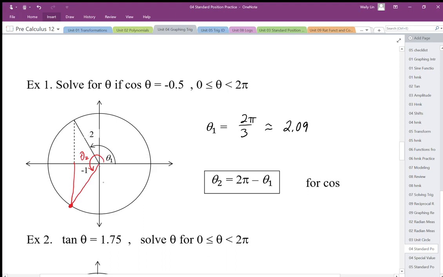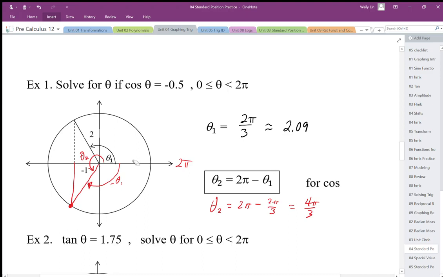To get the one in quadrant 3, we were going to use this symmetry. We know that that angle there is the same as a black angle there, theta 1. So we're going to subtract theta 1. So that's where we get this formula. We start at 2 pi, and we're going to go backwards. Okay, so theta 2 is going to be 2 pi minus theta 1, which was 2 pi over 3. So we're going to end up with 4 pi over 3 as my theta 2.